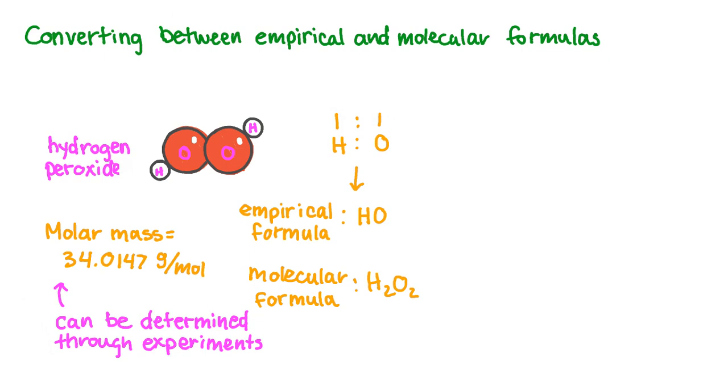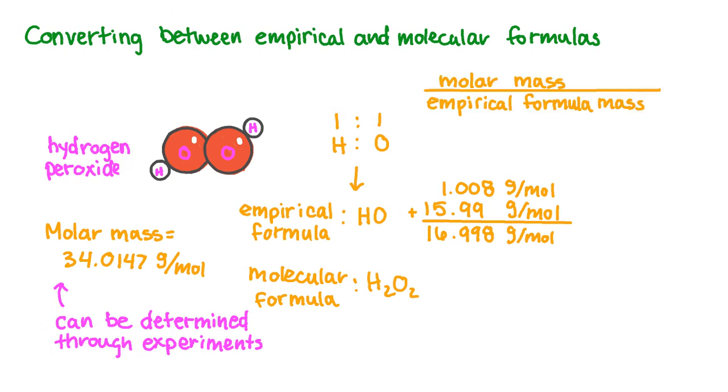The molar mass of hydrogen peroxide is 34.0147 grams per mole. The next thing we'll need is the mass of the empirical formula. Hydrogen has a mass of 1.008 grams per mole, and oxygen has a mass of 15.99 grams per mole. Adding those together gives us a mass of 16.998 grams per mole for the mass of the empirical formula.